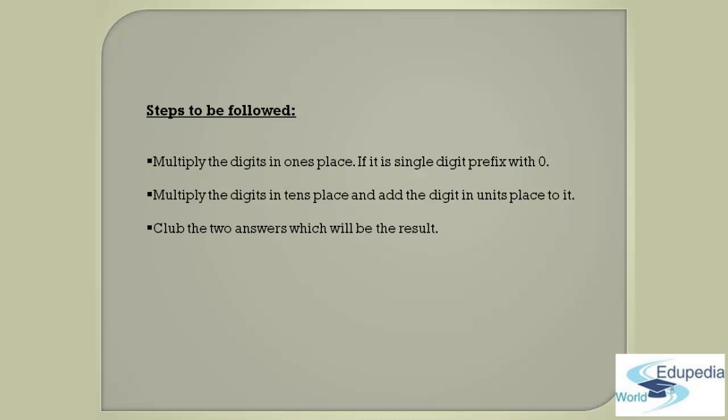And one more important thing that you have to keep in your mind is, while multiplying the digits in the ones place, if you get the product as a single-digit number, you prefix it with 0. Otherwise, you will get the wrong answer.